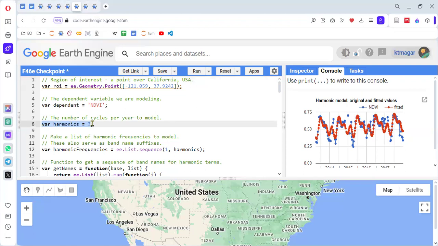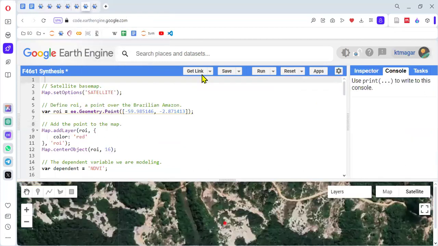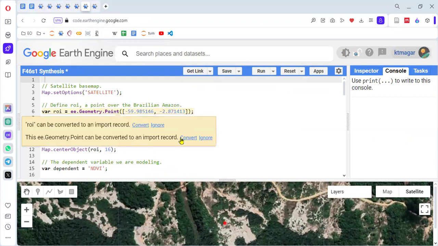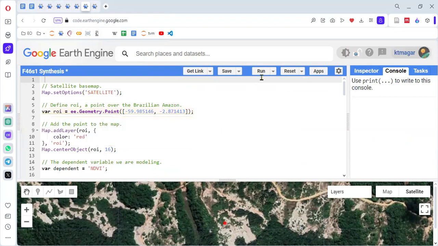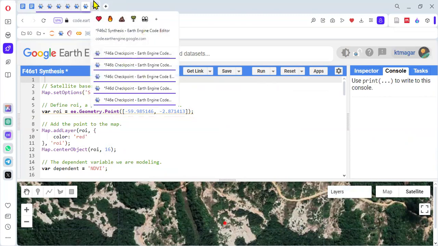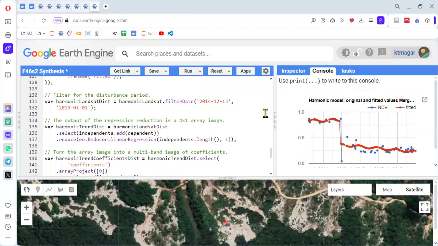So basically, let's understand it this way: harmonics are how many curves there are within the year. That is the main thing. And finally, we have two NDVI harmonic models for a location near Brazil. One model represents the period before a disturbance event, and the other represents the period after the event. And we're getting a chart here where we are fitting the harmonic model to the NDVI.